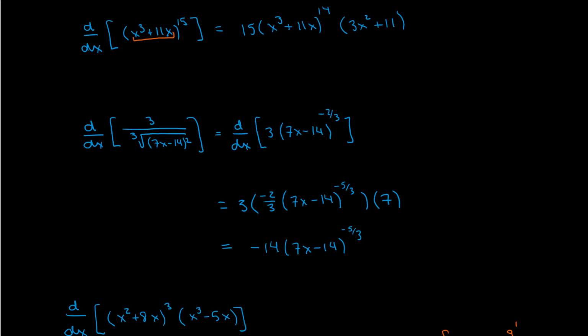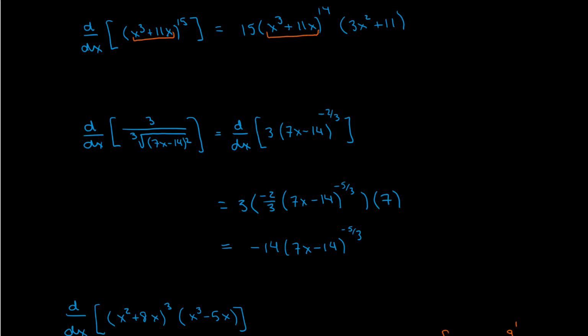When I apply the chain rule, I'm going to use that same mindset of unwrapping a gift. I'm only going to deal with what's on the outside. I'm going to leave the stuff on the inside alone. So a safe way to do this first step is to just write down the x cubed plus the 11x, put parentheses around it. That way you don't mess it up.